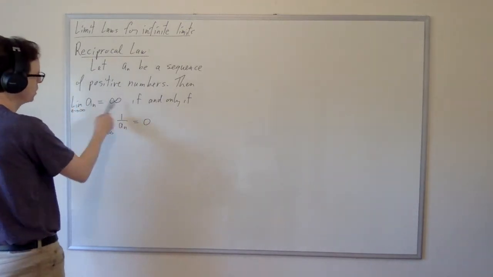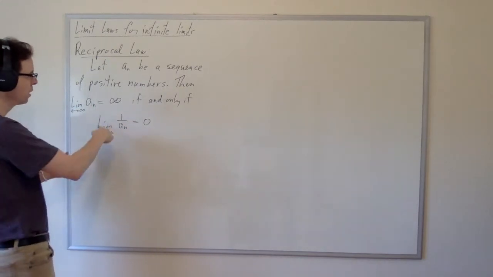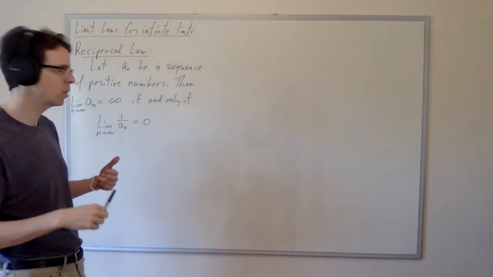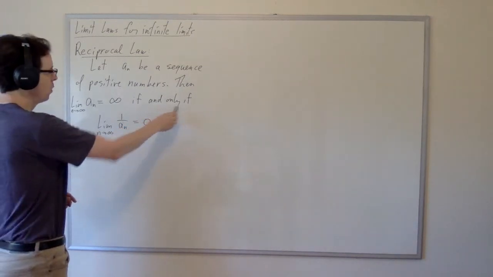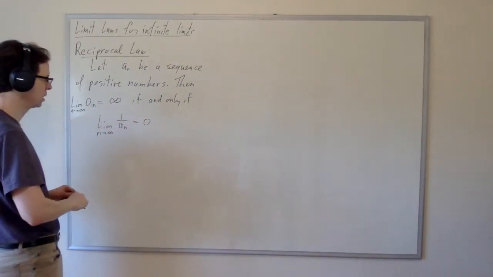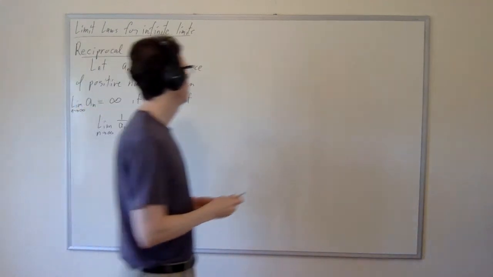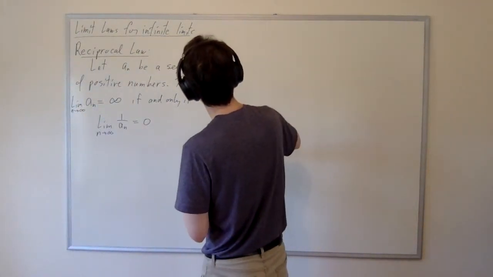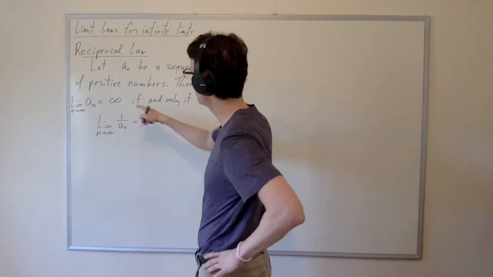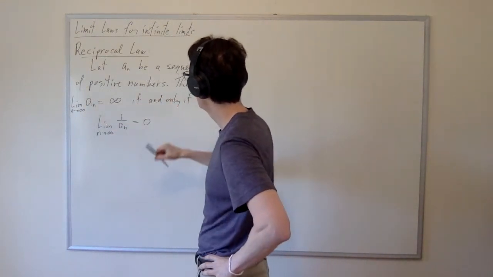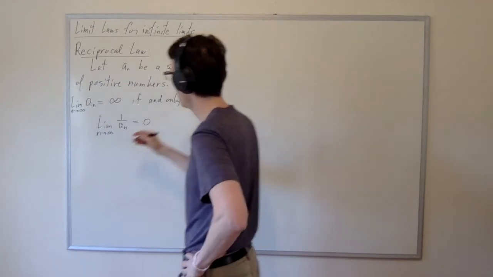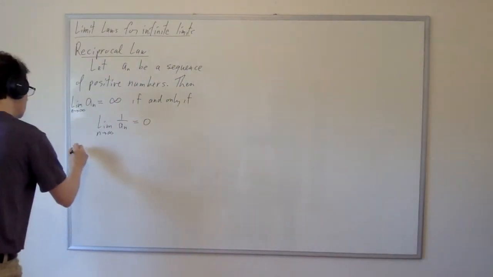So in other words, a sequence will get larger and larger and larger if and only if the corresponding sequence of reciprocals is getting smaller and smaller and smaller and approaching 0. This is if and only if. So if you know this, then you can deduce this. So let's go ahead and prove this. We'll have two directions to prove. We'll have to assume this and prove this, and we'll have to assume this and prove this. So let's go the forward direction first, because that's the natural thing to do.